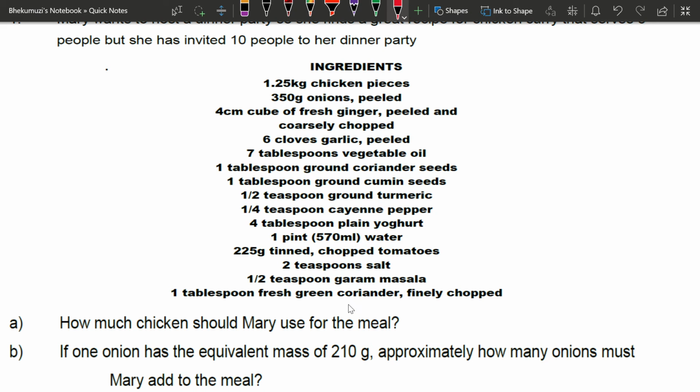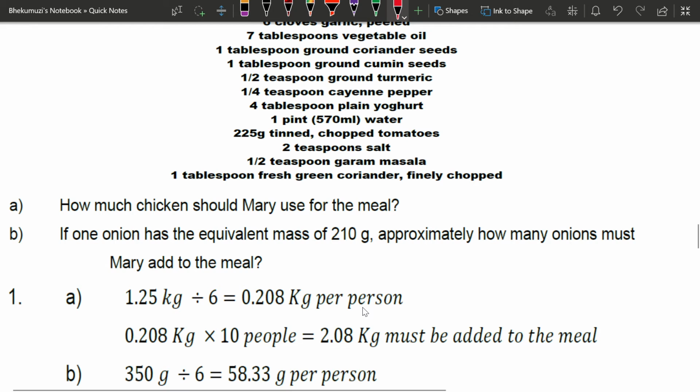And B, if one onion has the equivalent mass of 210 grams, approximately how many onions must Mary add to the meal? So again, this is an approximate. If one onion has the equivalent of 210 grams, right? So for one onion, and when we look at onions here, you have 350 grams of onions, and they are peeled. Let's see if there's more here. No, okay.